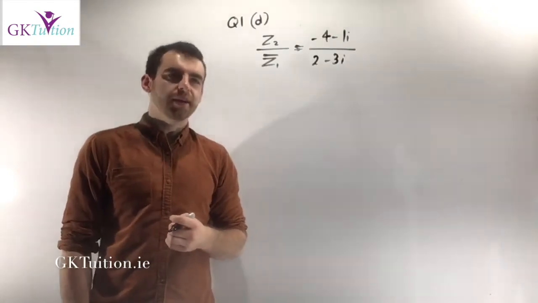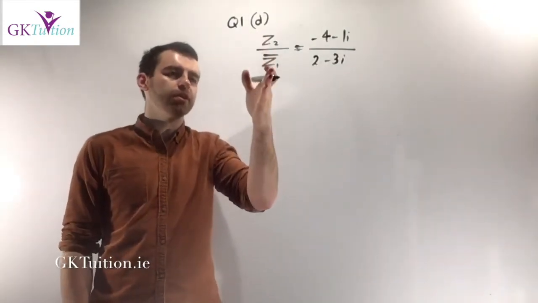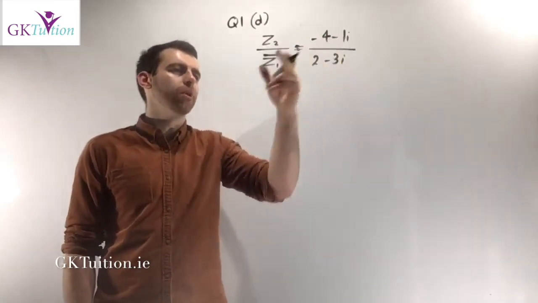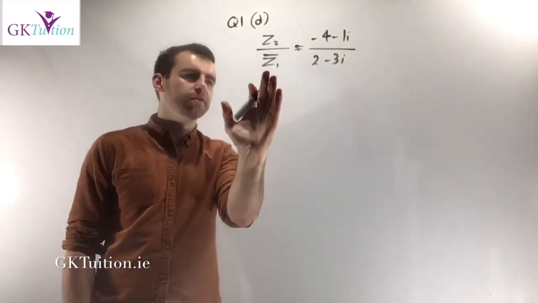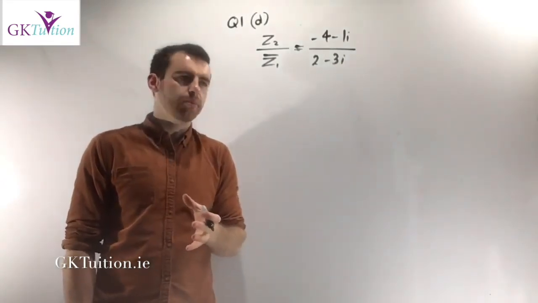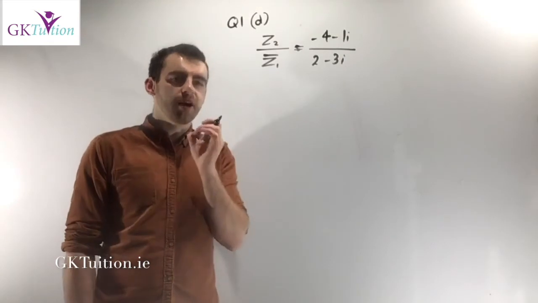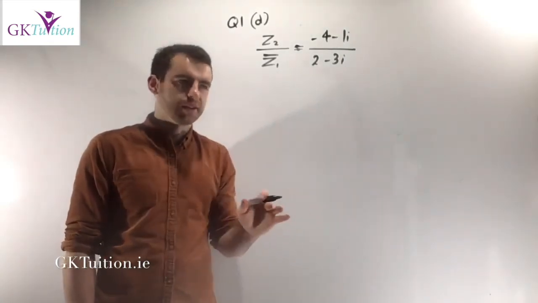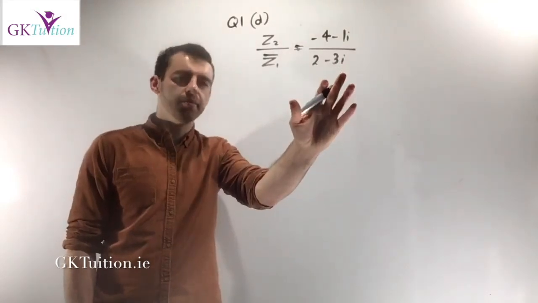In part D, I'm asked to simplify Z2 over the conjugate of Z1. We've already worked out that Z2 is minus 4 minus 1i, and that the conjugate of Z1 is 2 minus 3i. Remember from the class we did on complex numbers that if you have an i on the bottom of a fraction, you need to eliminate it. I do not want to have an i on the bottom of this fraction.